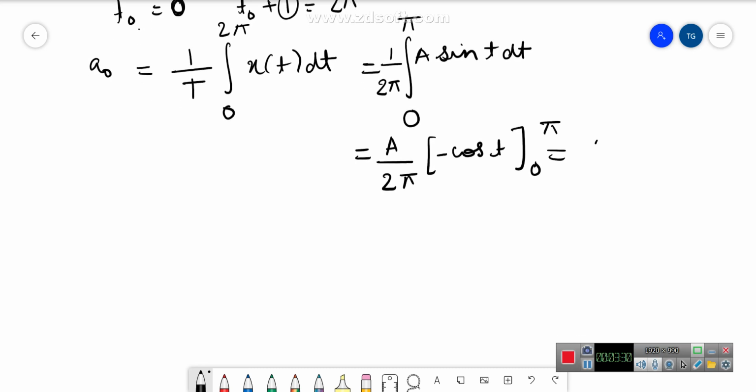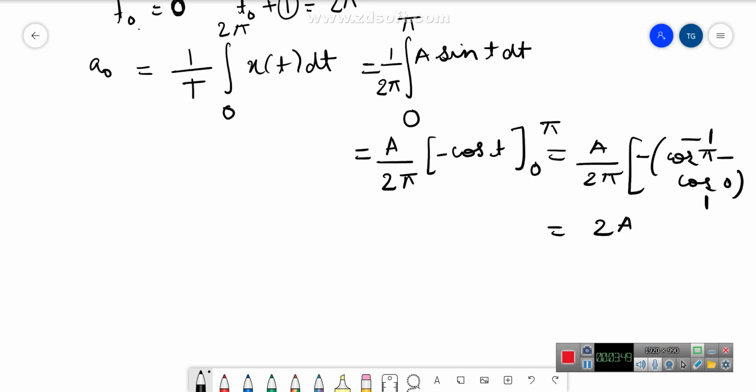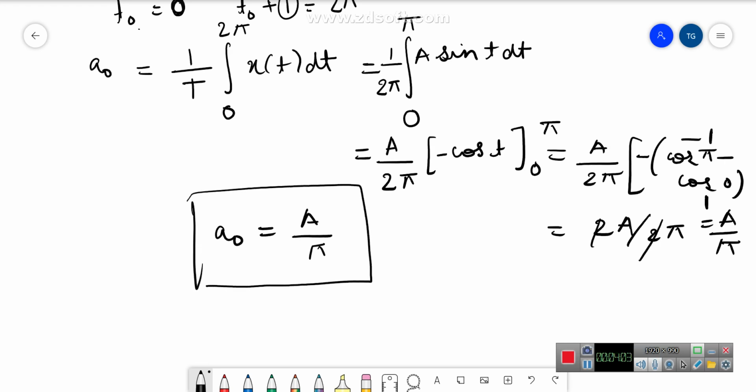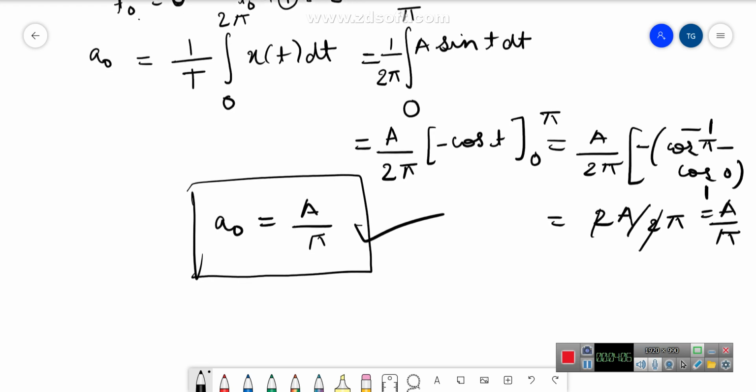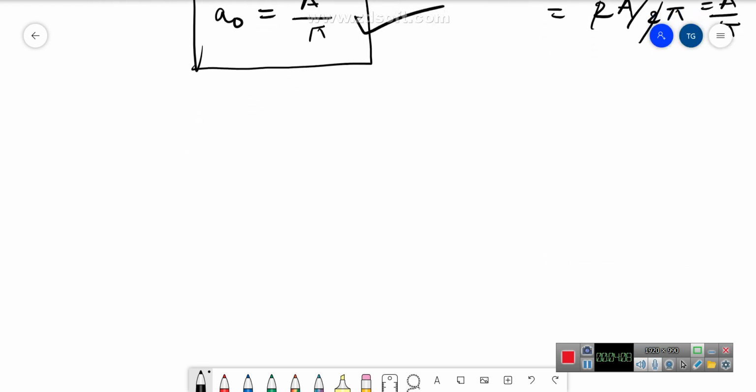So we can write it down like minus of cos pi minus cos 0. Cos pi is minus 1 and cos 0 is 1. So minus of minus 1 minus 1 will become 2A, and we get 2A by 2 pi. So this will be equal to A by pi. So we got our a naught value, that is A by pi. So this is our first finding.